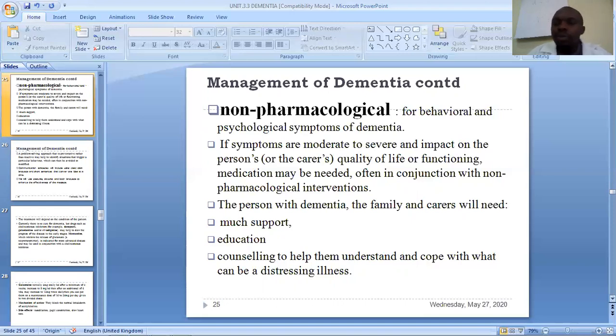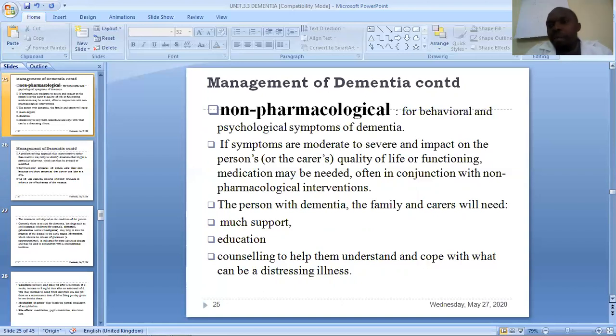Now let's go to how we can treat someone with dementia. Let's begin with the non-pharmacological aspect. For behavioral and psychological symptoms of dementia, if symptoms are moderate to severe and impact on the person's quality of life or function, medication may be needed, often in conjunction with non-pharmacological interventions. The person with dementia, the family and carers will need much support.